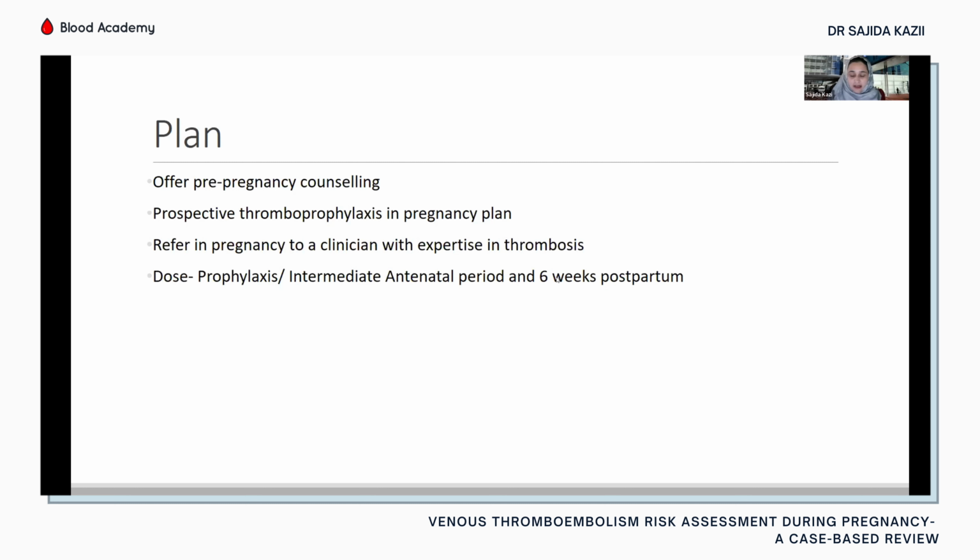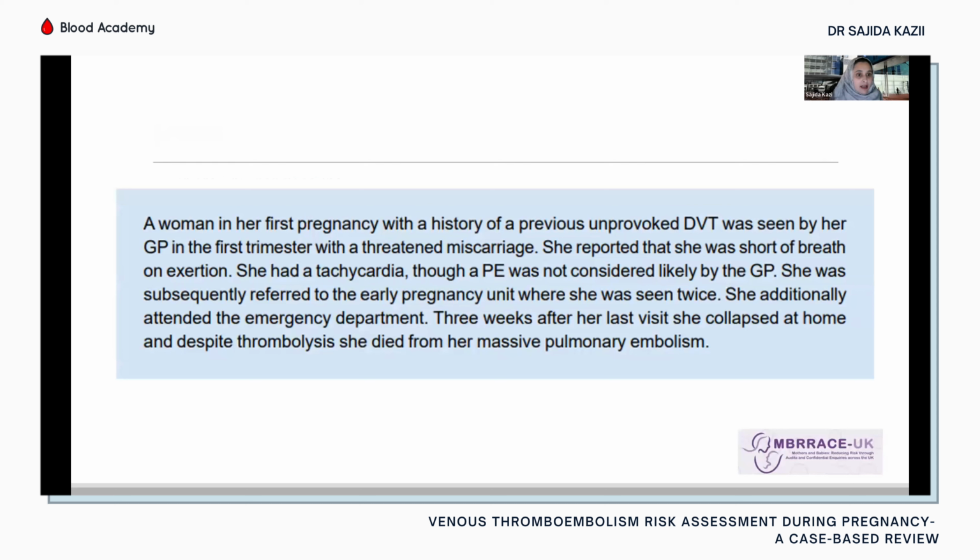There's certainly a randomized controlled trial, which is the HILO trial, which is looking at offering prophylaxis versus intermediate dose low molecular weight heparin for women who've had unprovoked VTE events, which are associated with hormone-associated VTE as well.